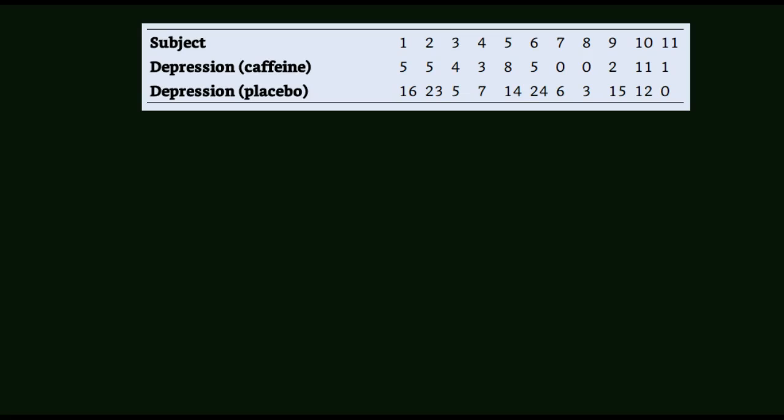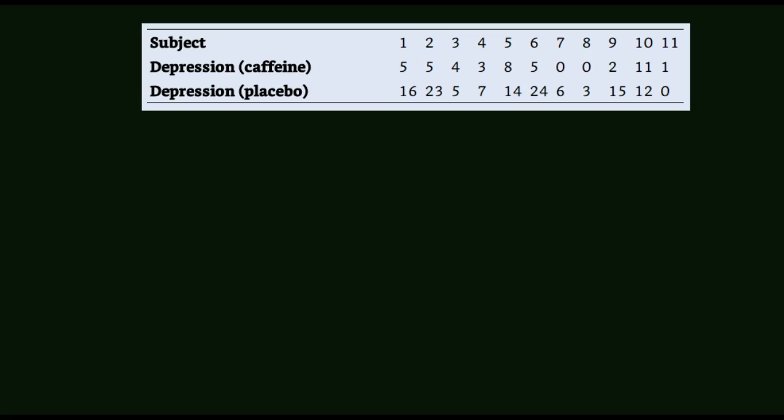And what we're going to do is, some of them we're going to give the caffeine first and the placebo second, and then randomly we're going to pick people who are going to be the other way around, right? So this is a kind of random paired design. We have 11 subjects, and we're going to measure their depression level. When we give them the caffeine pill, is it lower than when we give them the placebo? Same subject, different treatments leads me to a paired design.